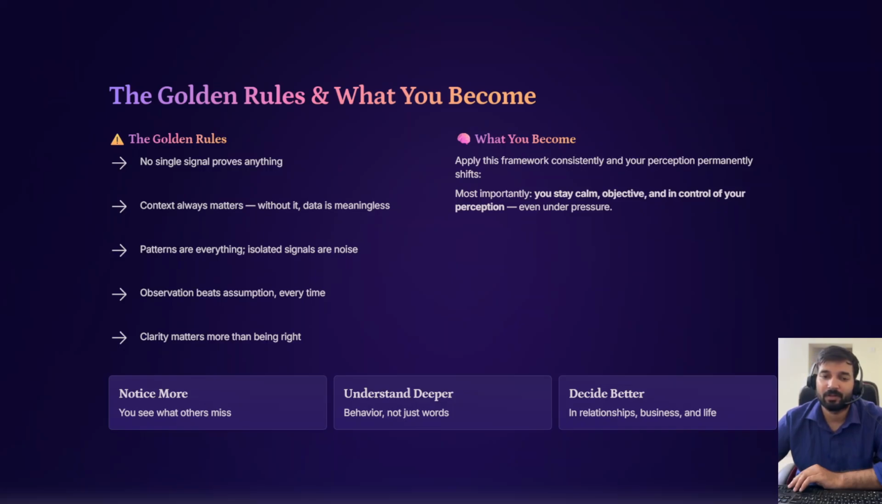What you become after this: if you apply this framework consistently, you will notice what others miss. You understand behavior, not just words. You make better decisions in relationships, business, and life. But most importantly, you stay calm, objective, and in control of your perception.